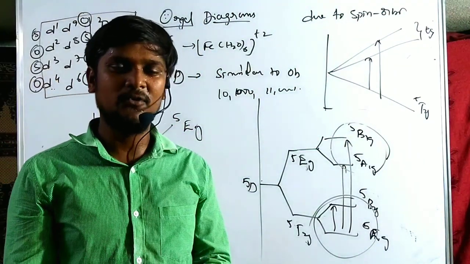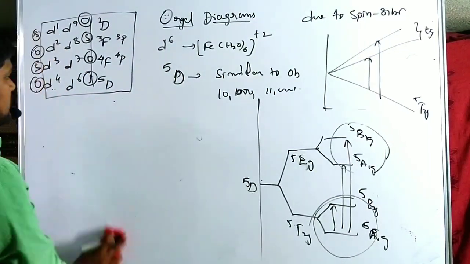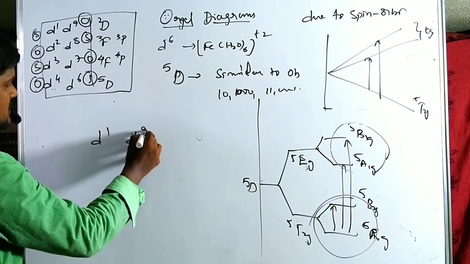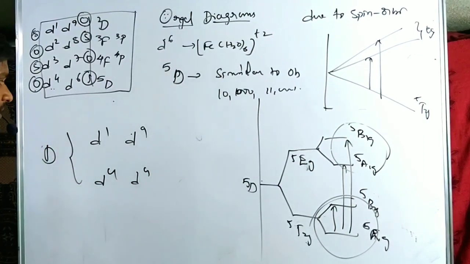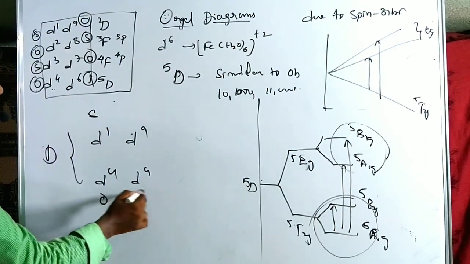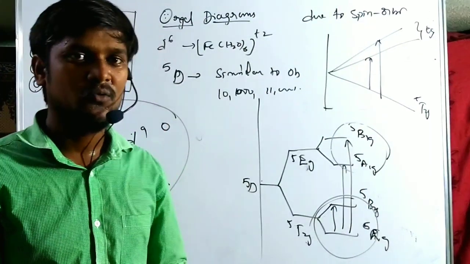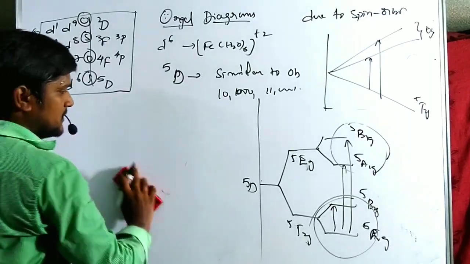Now we are discussing the D terms. One is D1, another is D9, D4, D6. All are the D terms. One is similar, another one is opposite, similar, opposite. Now we will get these types of structures. Now we will look at the F term configurations.